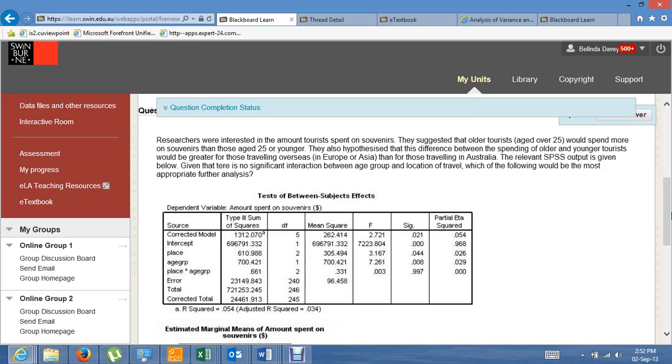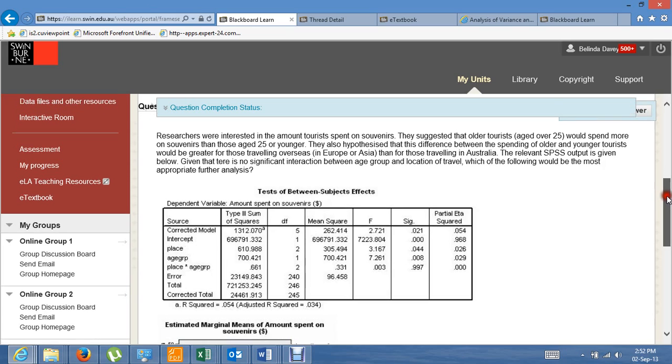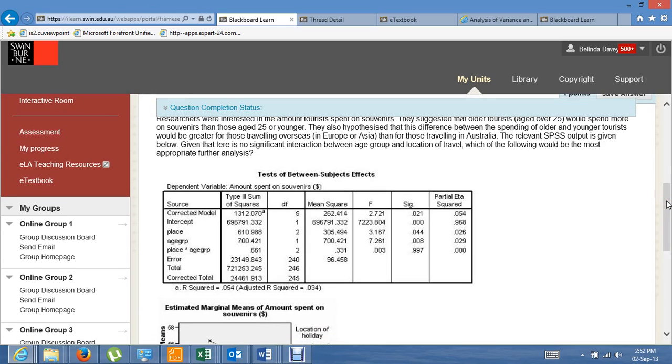Given that there is no significant interaction between age group and location of travel, which of the following would be the most appropriate further analysis? So we don't need to split the data into the groups of the least important IV and do follow-up analyses because there was no significant interaction. So instead we go down here and we have a look at the main effect. So the main effect of place is significant. The main effect of age group is also significant.